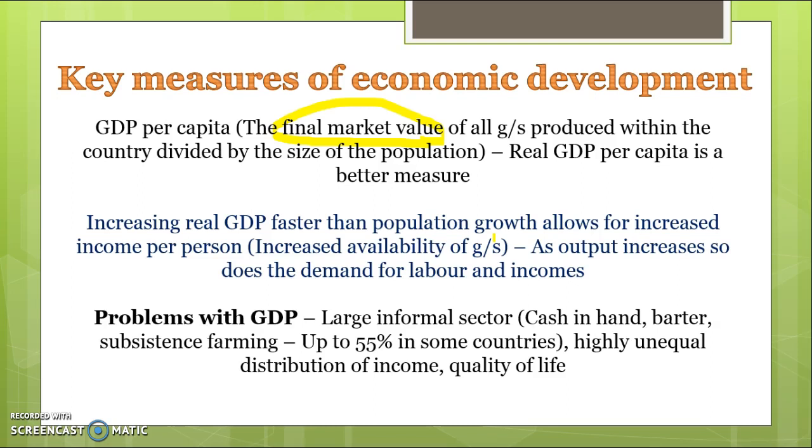There are a lot of problems with using GDP. One of them is that in developing countries, they have a large informal sector. So a lot of the money that's made is either cash in hand, bartering, so by selling goods and services, or because of subsistence farming, where people really just live off their own land and grow all their own crops. They're not actually selling anything in a formal setting. So that leads to it being an inaccurate measure of living standards.